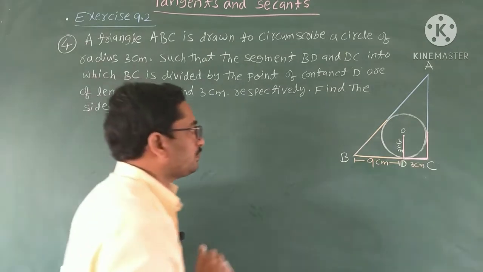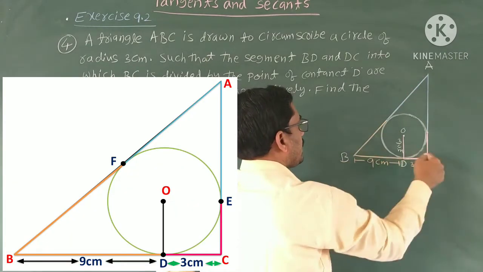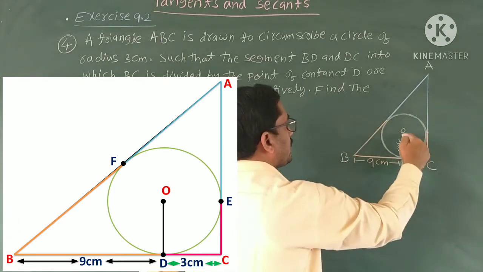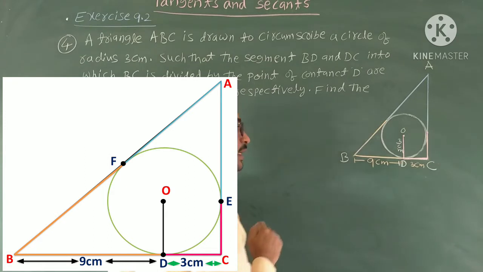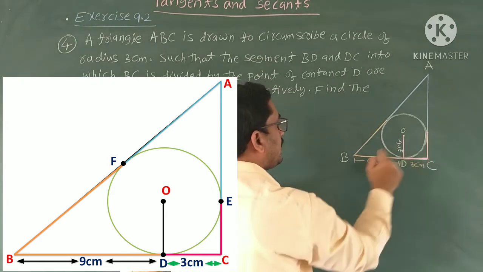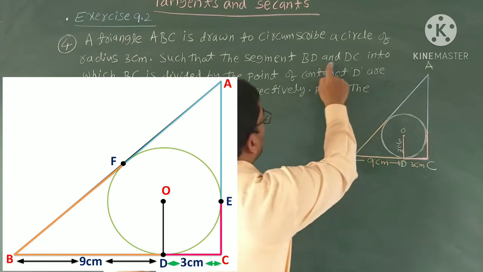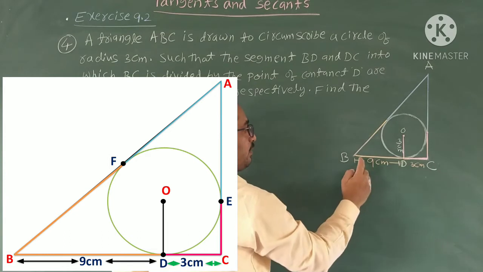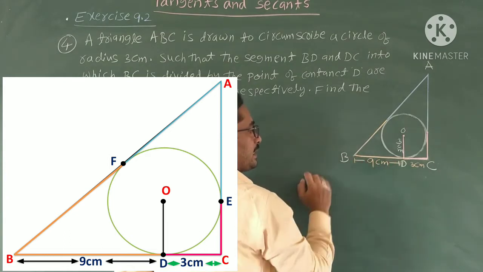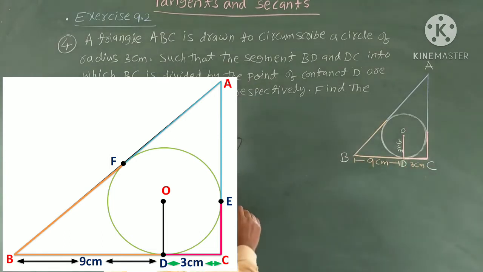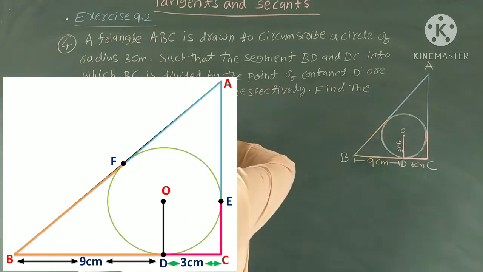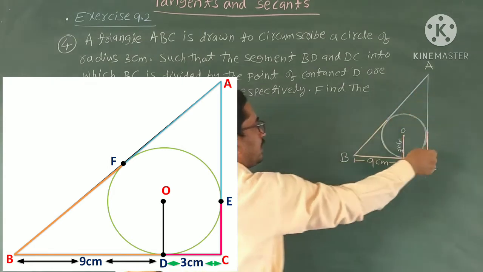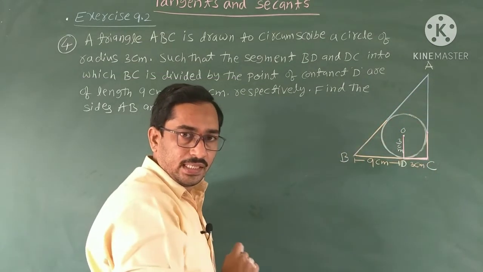See the question in the diagram. ABC is a triangle circumscribing a circle of radius 3 centimeters. BD and CD, into which BC is divided by the point D, are of length BD 9 centimeters and CD 3 centimeters. So we have to find out the length of the sides AB and AC. So this is the given data.